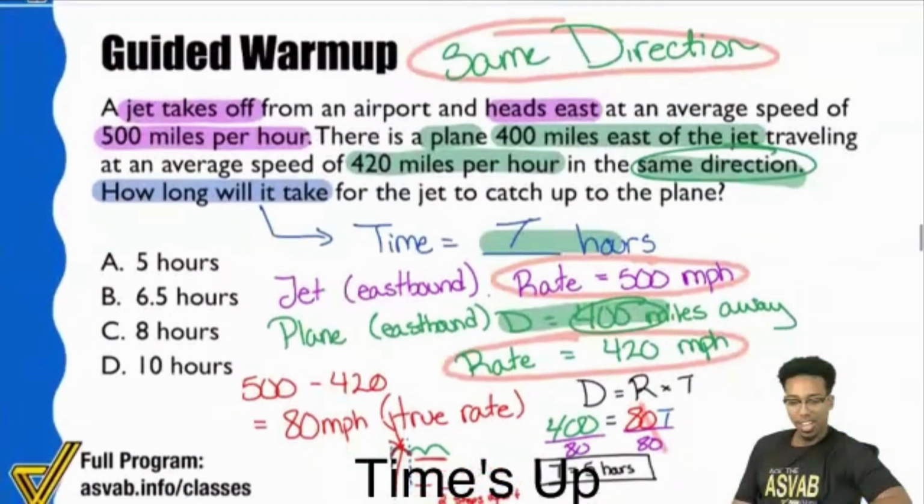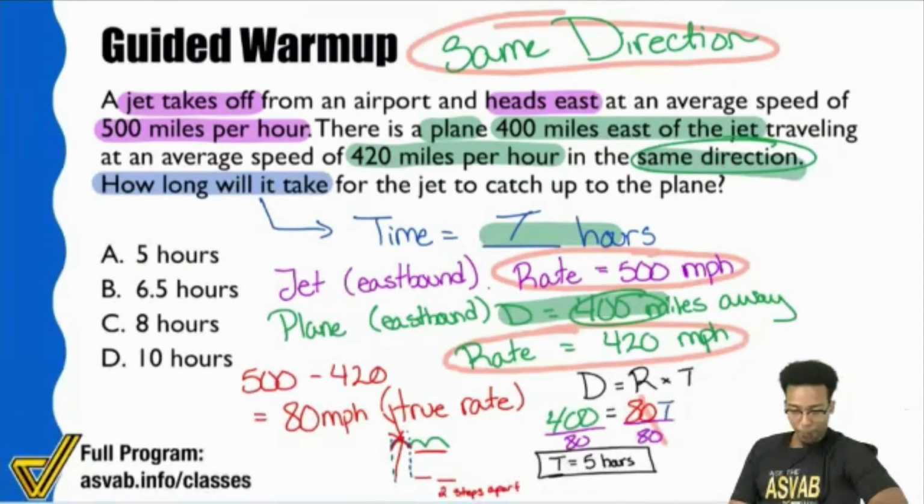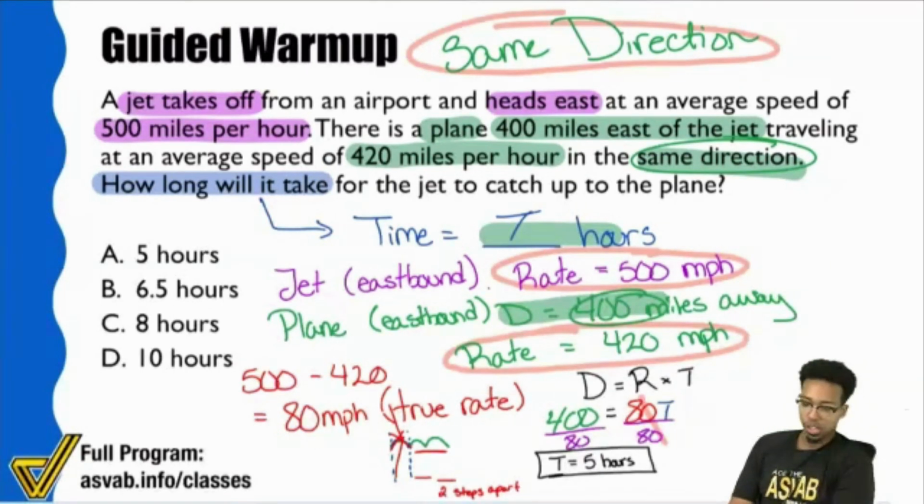5 hours is how long the plane will take to catch up, or the jet will take to catch up to the plane. Let me go ahead and get rid of this right here. Boom. Princess, D equals R times T. Yeah.